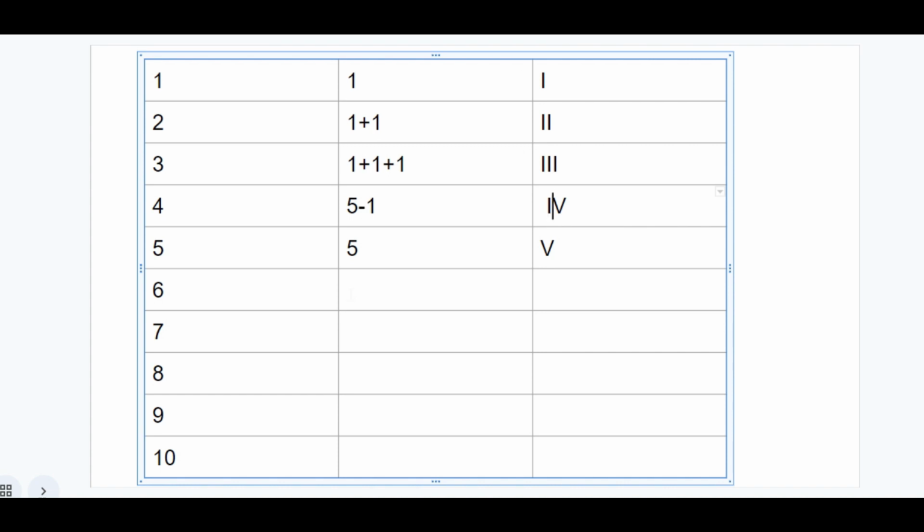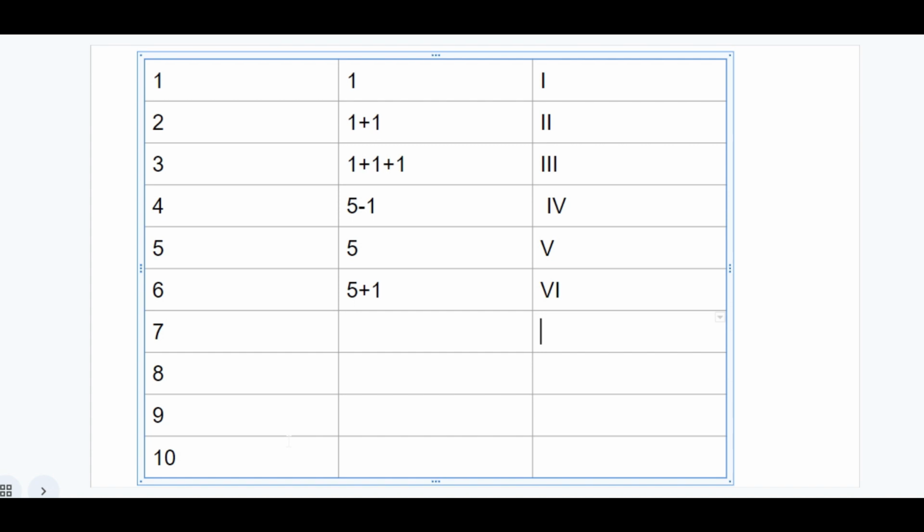Okay, now let's move to the next number, that is 6. Now what we have to do is add: 5 plus 1 will give us 6. 5 is V, and now look carefully, we are adding the number. When you add the number, you write it after V, not before V, because you're adding it. So for adding 1, we write I.